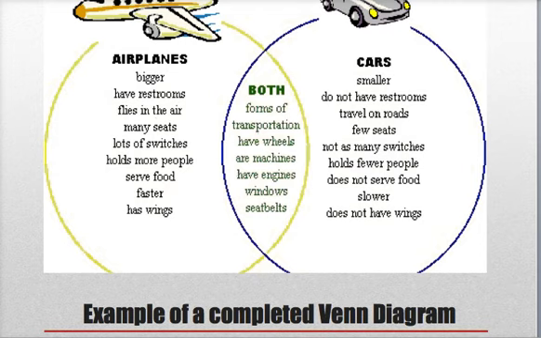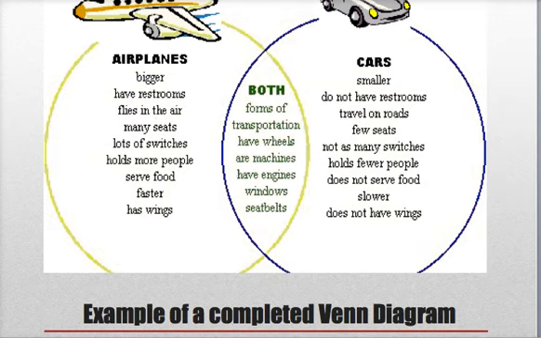Okay, this Venn diagram compares airplanes and cars. Now this isn't what you are going to do on your diagram, but this just gives you an example. So at the top of the yellow circle, they titled it airplanes. At the top of the blue circle, they titled it cars. In the middle, they titled it both.